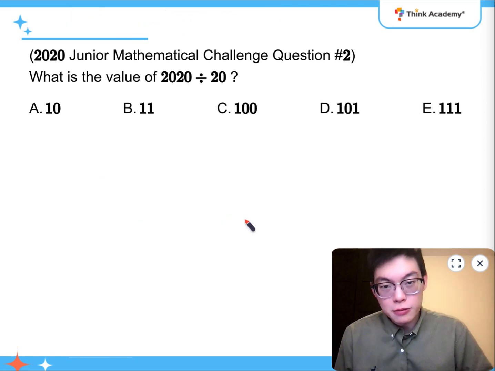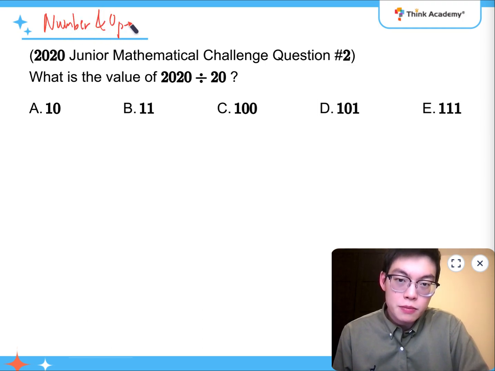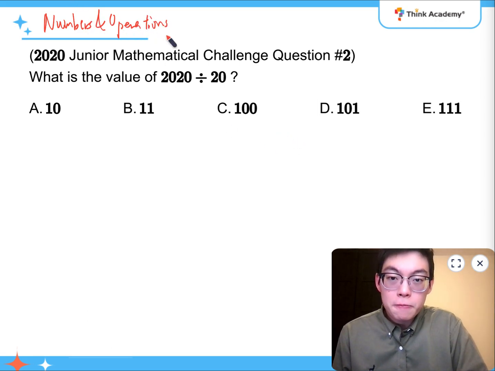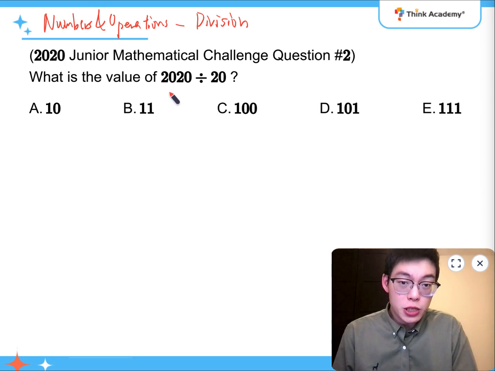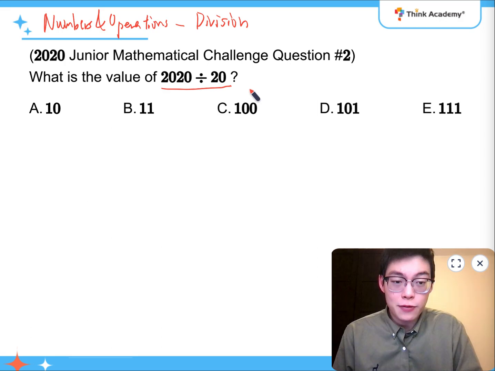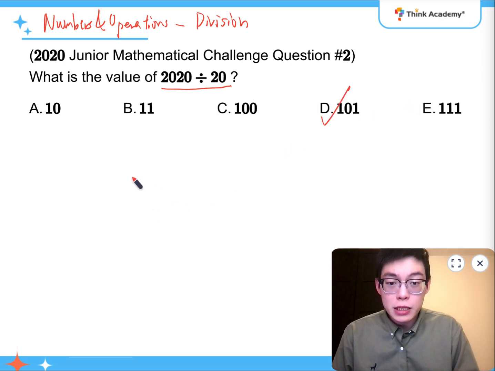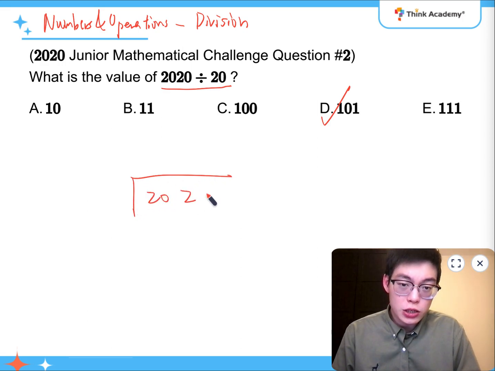And the second one, super easy question. This is just numbers and operations. So it would be just simply division. Well, if you know how to observe the pattern of this calculation, 20 and 20 divided by 20, that's just going to be 101. But if you don't, well, you can use short division, long division, it's your call.